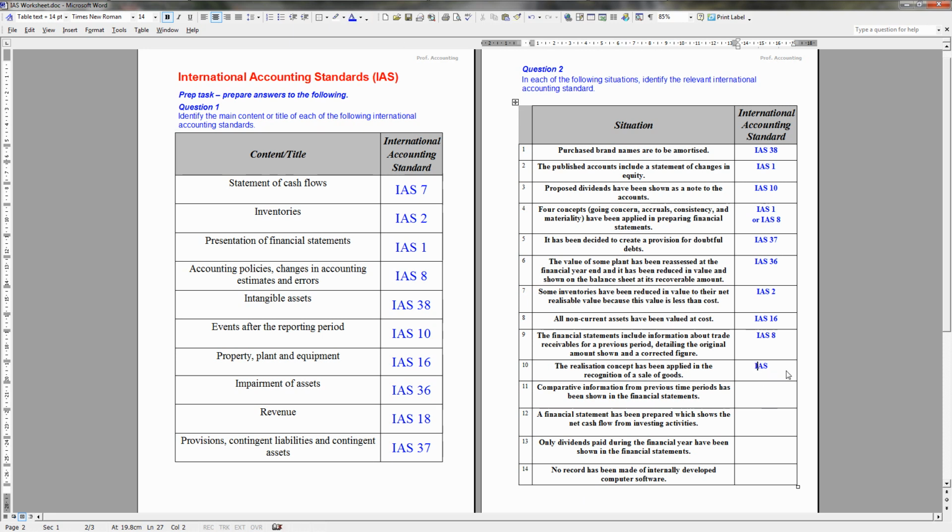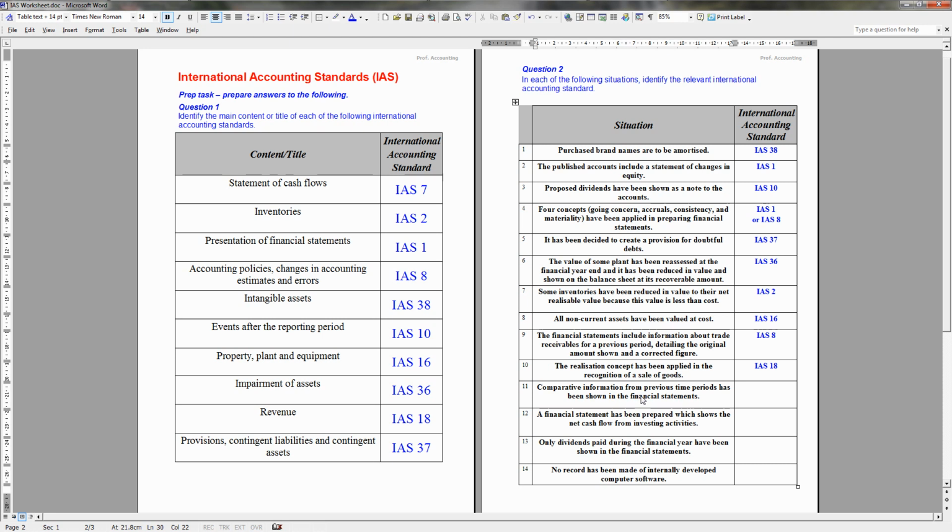Comparative information. So that's information side by side. Think of ratios, for example. Off the top of your head, a ratio. You've got this year's ratio and you've got last year's ratio, so you can compare side by side. So information from previous time periods has been shown in financial statements. Again, financial statements mentioned, it's all about the way in which this information is presented. If you put information side by side in one column and then more information in another column with maybe dates at the top, it's all about presentation. So that would be also IAS 1.